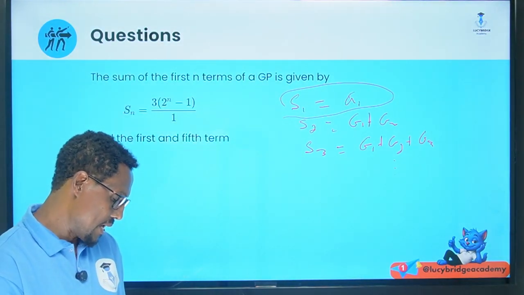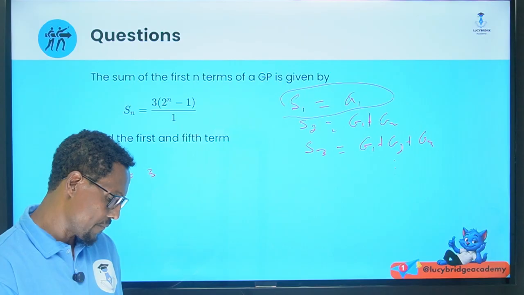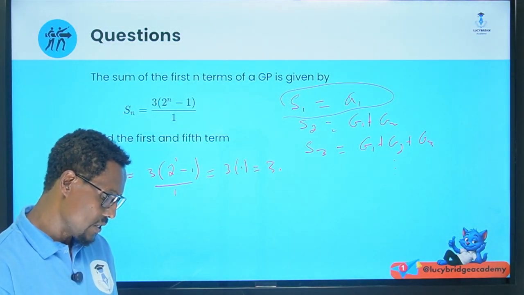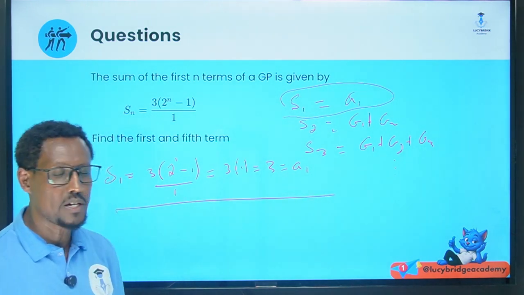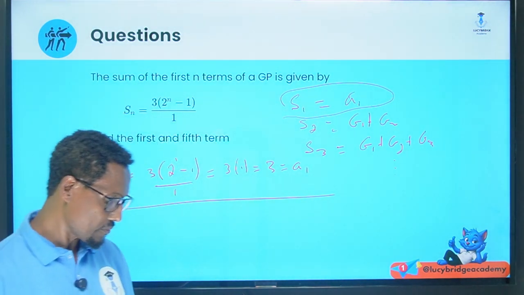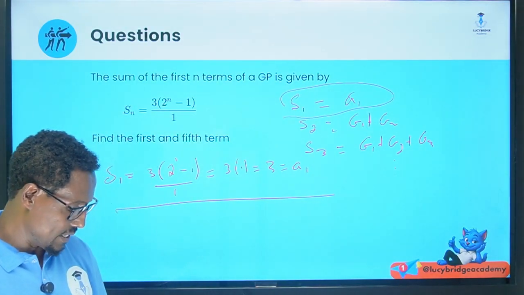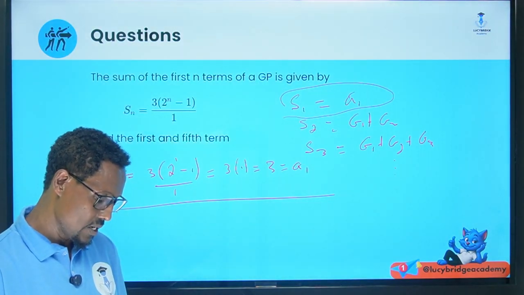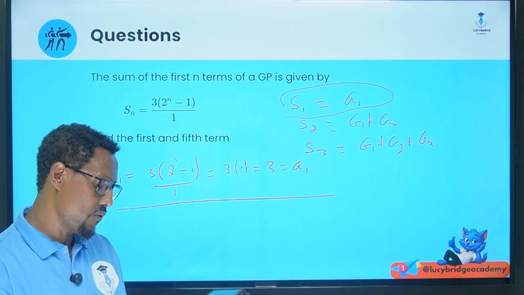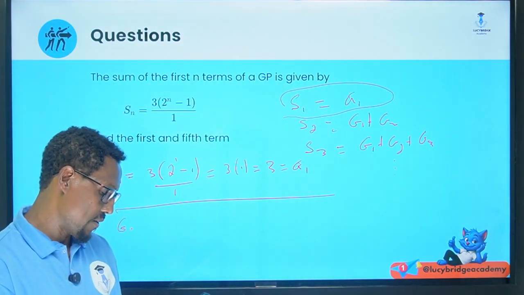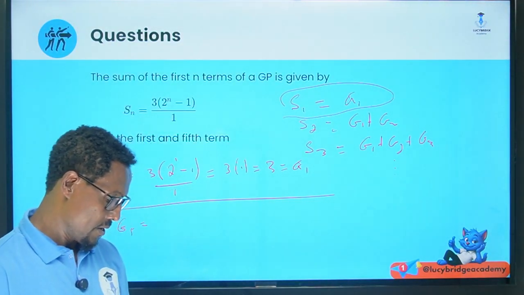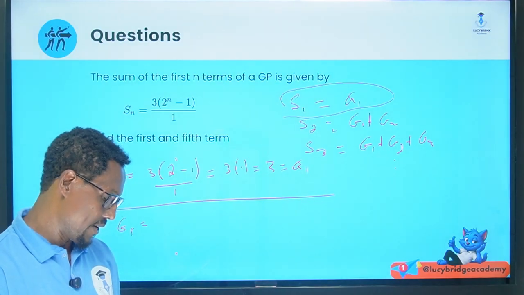Now, S1 is equal to 3 times (2 to the power of 1 minus 1) over 1, which is equal to 3 times 1, which is equal to 3. This is equal to G1, okay? G1 and S1 are equal. We have G1, but we are also asked to find the fifth term, which is G5. How can we find G5?